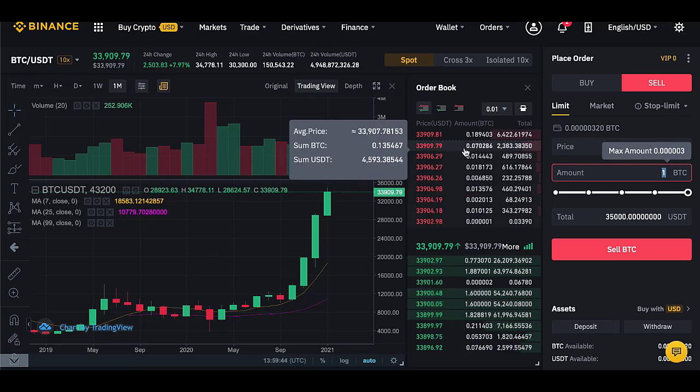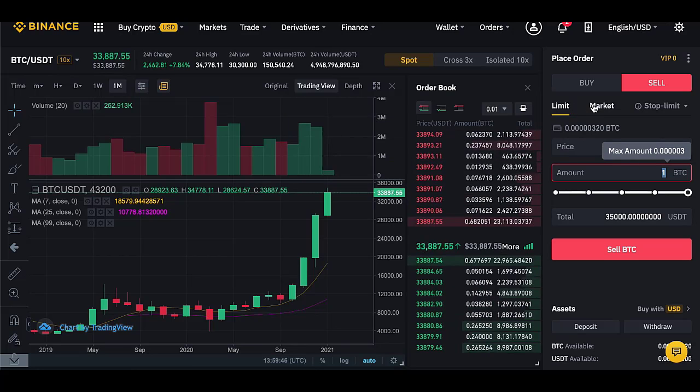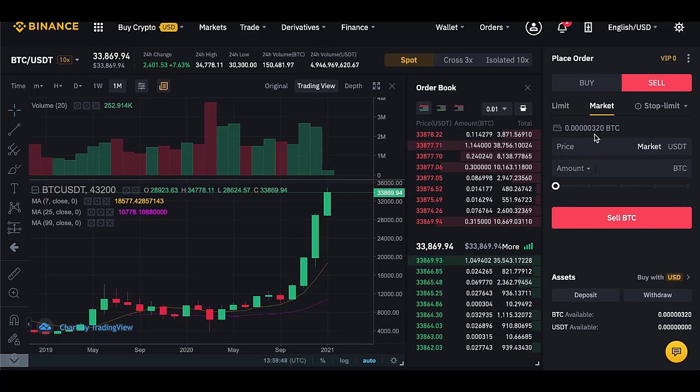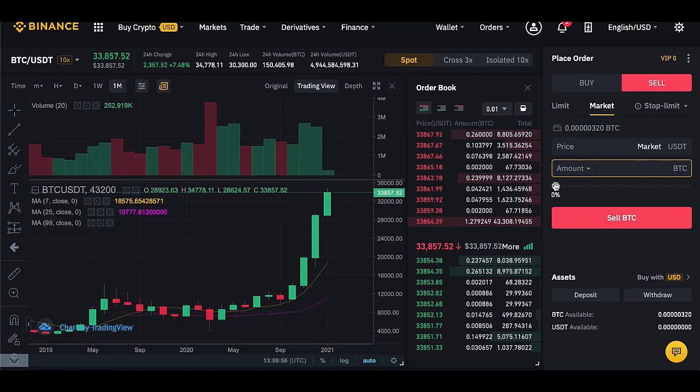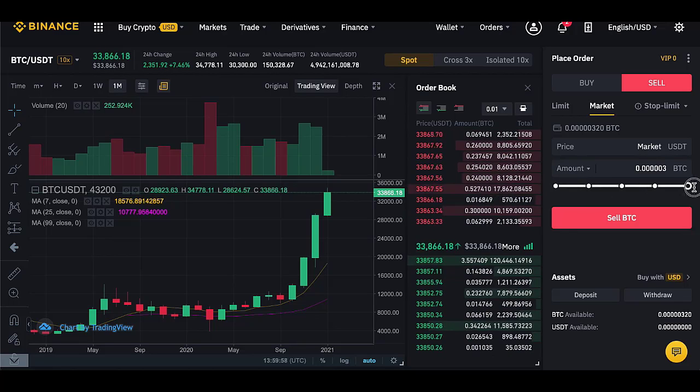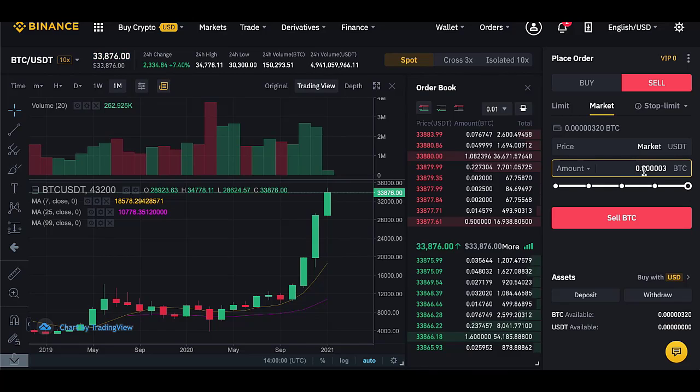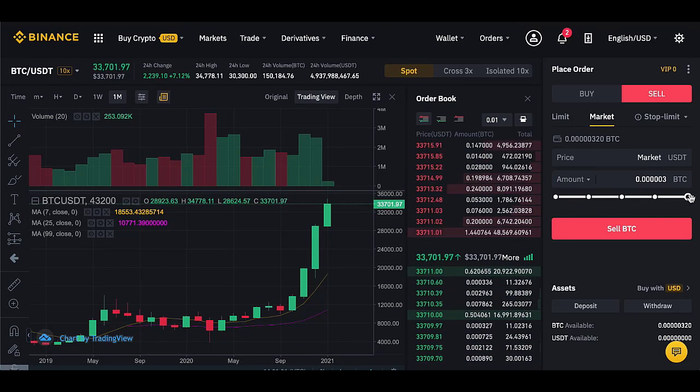So you can join the order book either as a seller or a buyer, or if you don't care about the price, just come to market order. The price of the US dollar tether is whatever the market may be at the time. How many Bitcoin do you want to sell? And I do have some on account, as you can see. So 0.0003, you can actually sell those Bitcoin, or you can choose a percentage of your holding to sell.